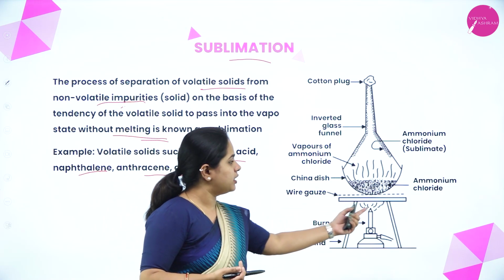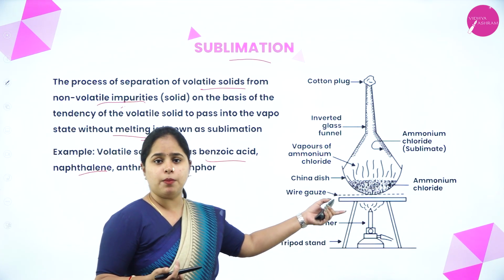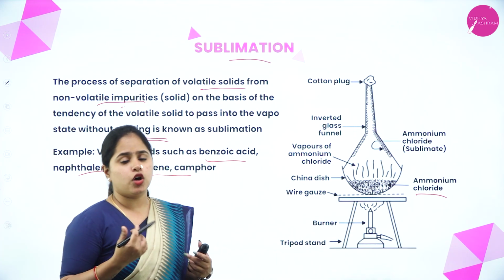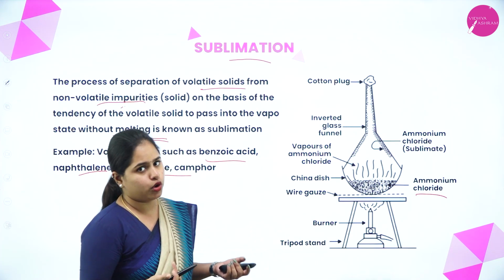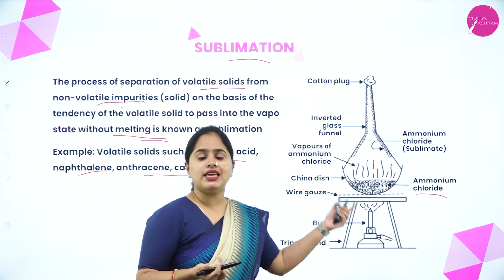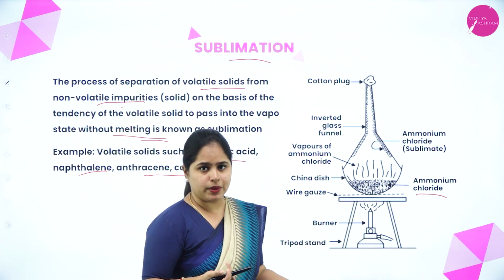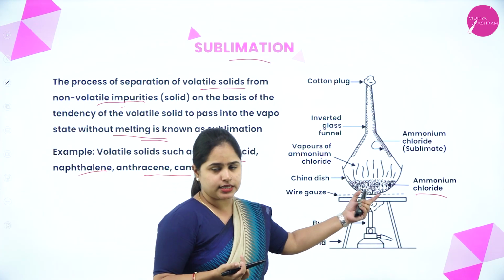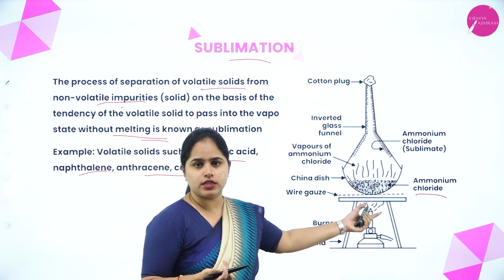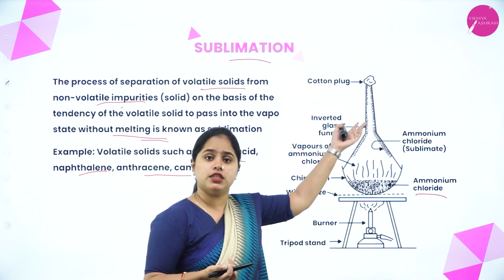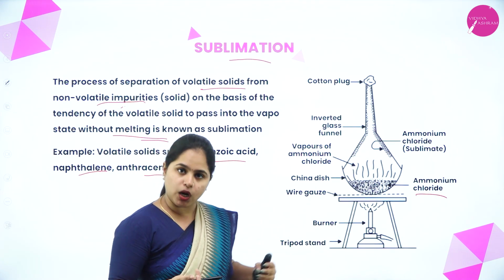In a china dish, for example, we are taking ammonium chloride. The organic compound that we have taken is ammonium chloride. When we heat it with the help of a burner, what happens? Ammonium chloride is now just in the solid state. It directly gets converted from the solid state into the gaseous state without melting.